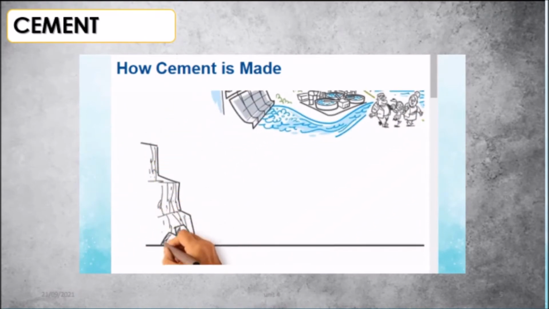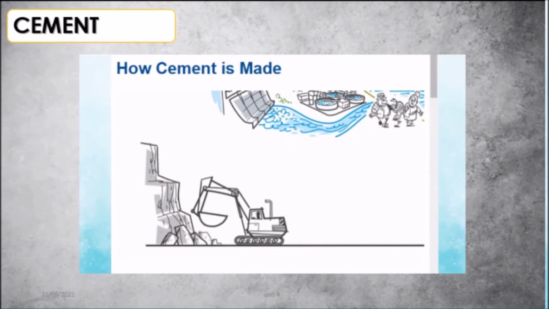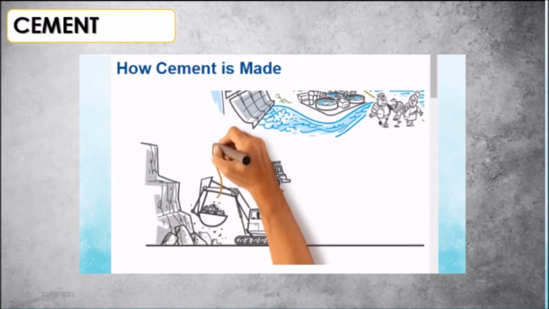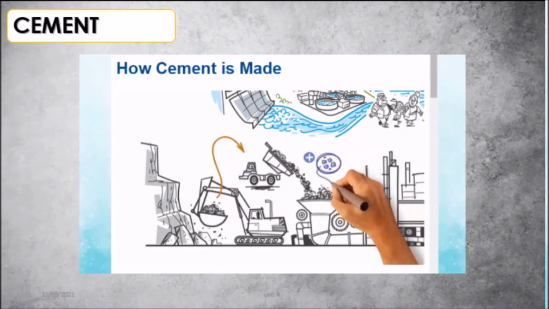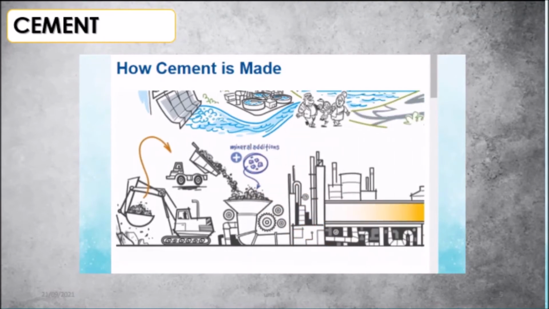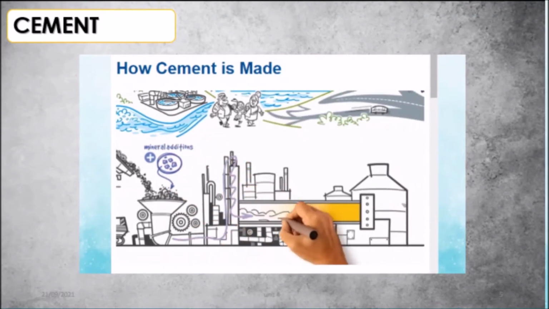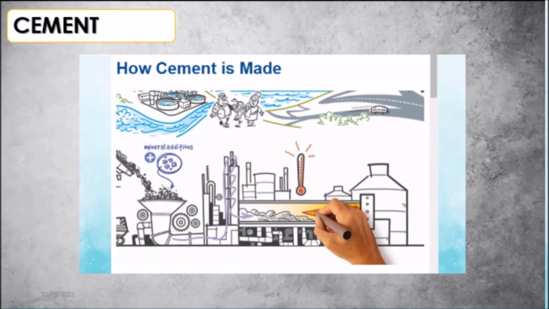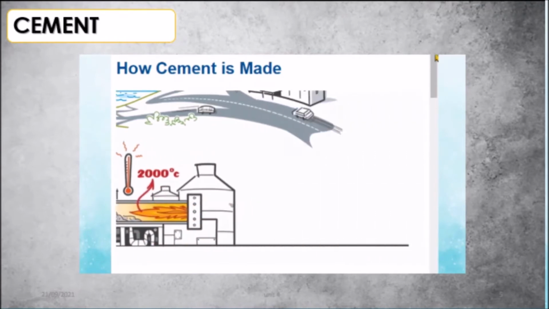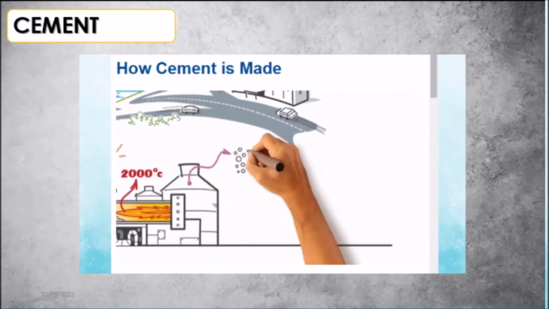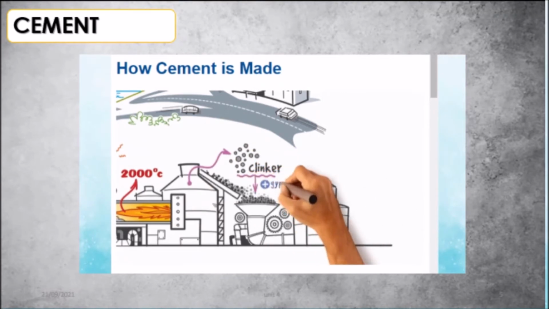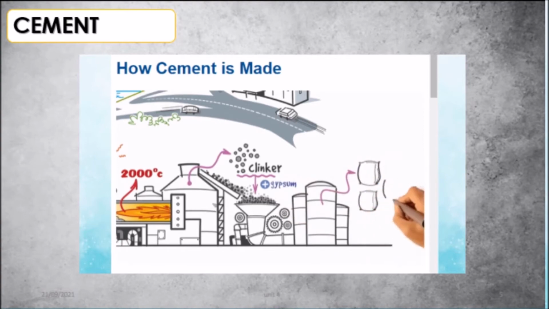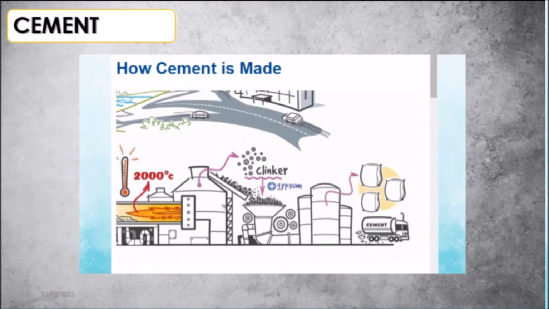The cement process begins with the mining of limestone, marl, and clay in quarries. These large blocks are crushed, ground, and mixed with other minerals. The mix is conveyed into the kiln at temperatures approaching 2000 Celsius degrees, where it is transformed into small granules known as clinker. The clinker is ground with gypsum to become a fine powder known as cement.